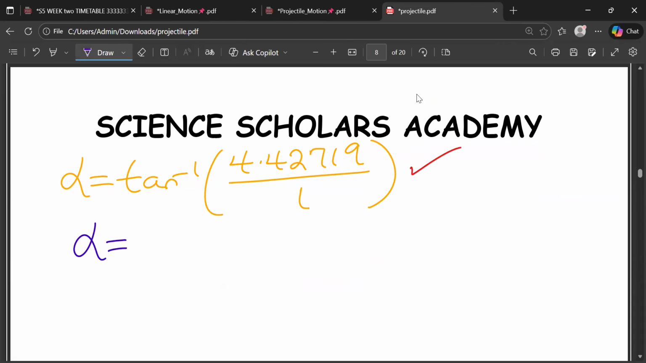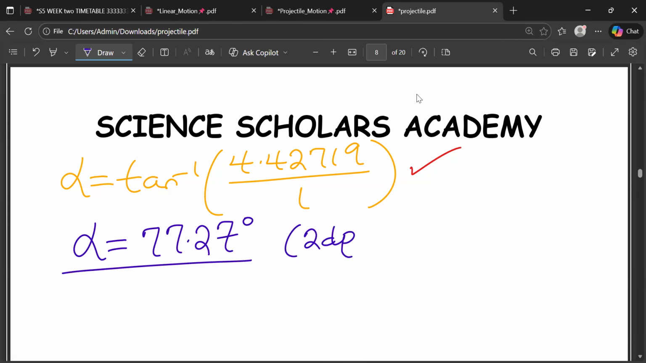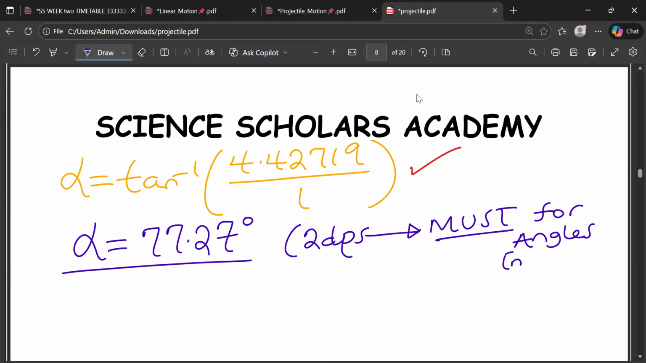So tan inverse of 4.42719, we are having 77.27 degrees, to 2 d.p. Yeah. Angles are supposed to be in 2 d.p. It is a must for angles in degrees. If they are in radians, you go back to the norm. But if it is degrees, 2 d.p. So you also get a mark for this.